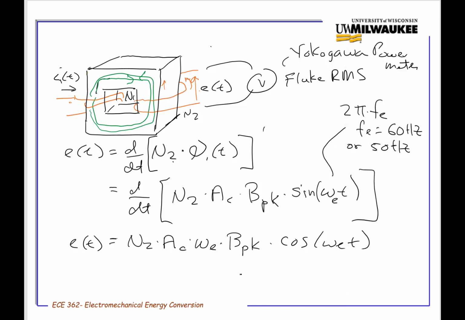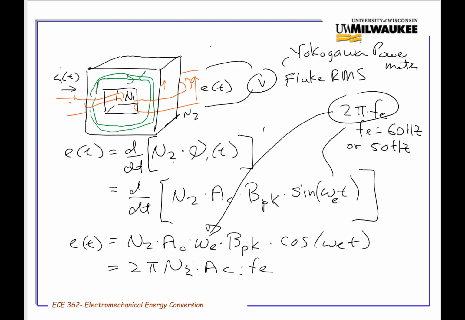So if I'm going to plug this into here. I know I'm kind of going through this a little bit slowly. I apologize if some of you are like, okay, get to the point. Okay, so it's 2 pi N2 Ac Fe B peak cosine omega e t.